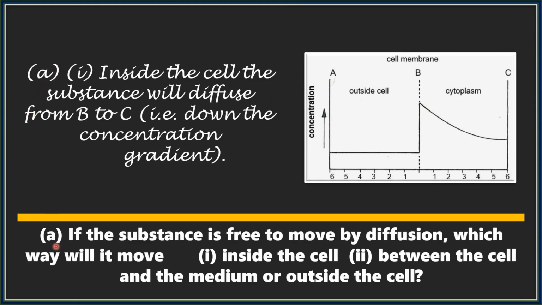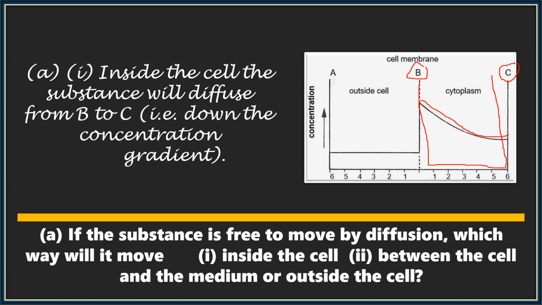For part A, where we are saying inside the cell, and if you look here, you are going to see that this is inside our cell. You can see that the concentration, when you are moving from B going to side C, goes on decreasing downwards. So towards side B, we have a high concentration, and towards side C there is low concentration.